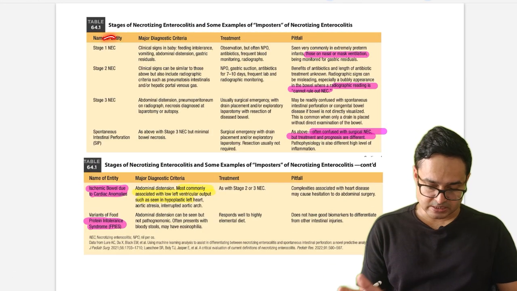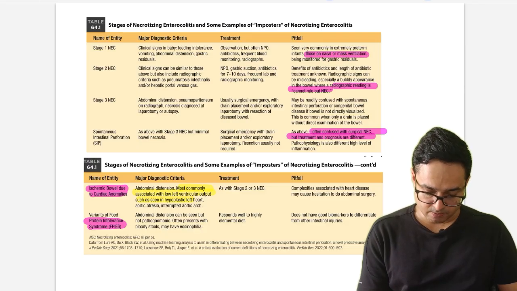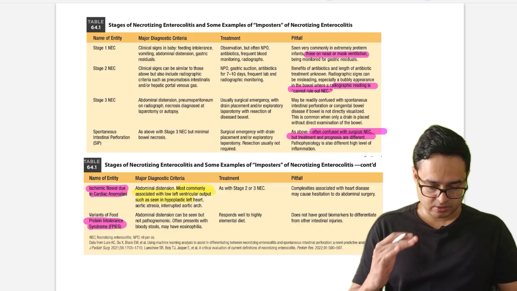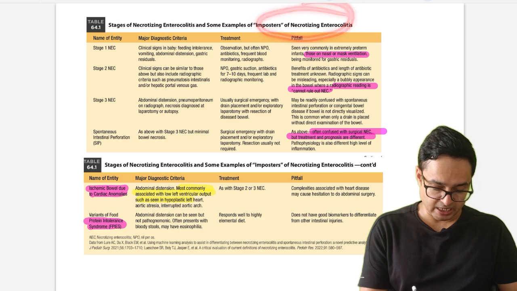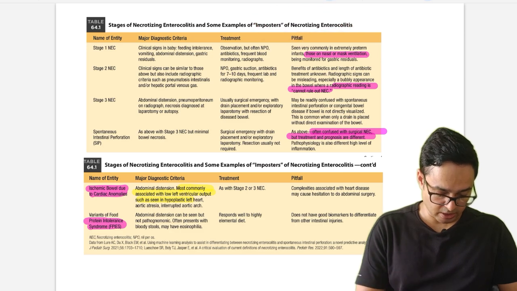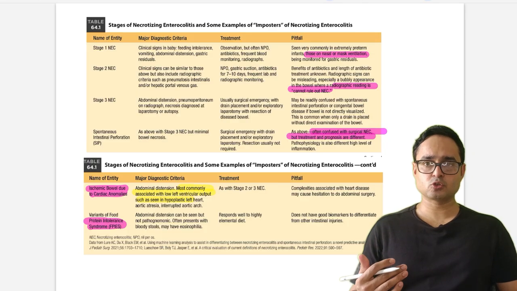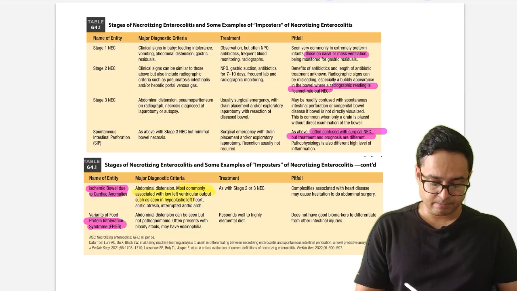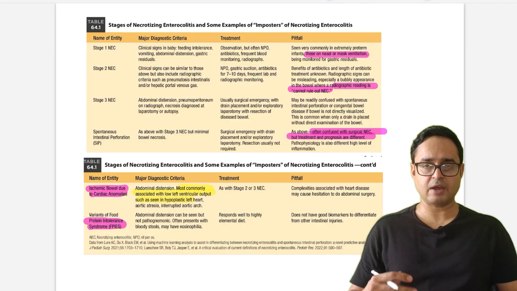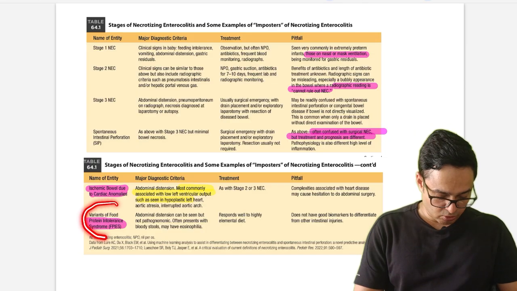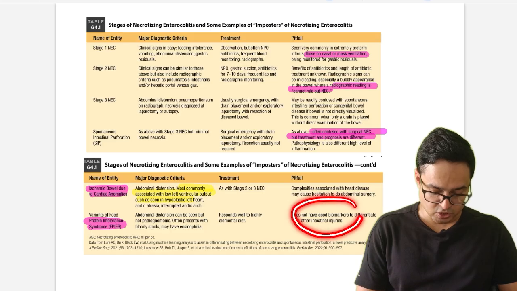So stage 1 NEC is generally seen on nasal mask ventilation. Now the imposters of necrotizing enterocolitis: focus on ischemic bowel due to cardiac anomalies. If a cardiac anomaly is there, the bowel can be ischemic. It can be confused with NEC, so you have to differentiate it. Protein intolerance syndrome: food protein intolerance syndrome, FPIES, you have to see if it is not food intolerance.